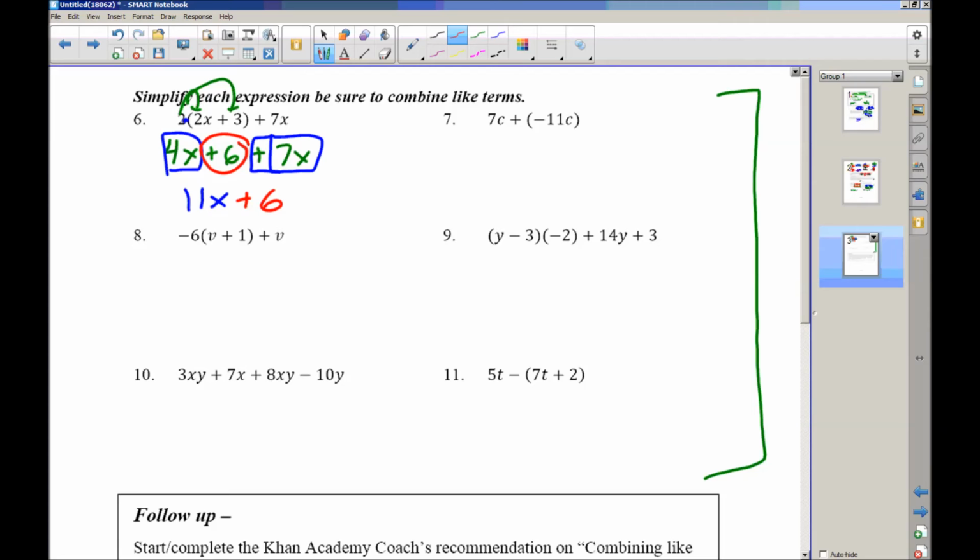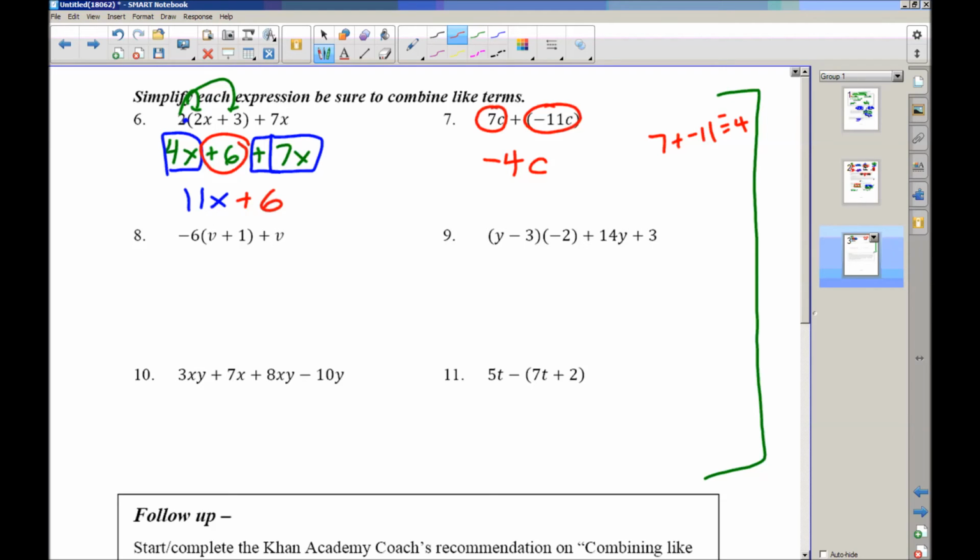Okay. Number 7, we have term 7c and negative 11c. They are like terms. They both have the same variable part. So we go 7 plus negative 11, which gives me negative 4, and put the c back. Okay. So we're adding the coefficients in front, and then we're sticking the c back with it.